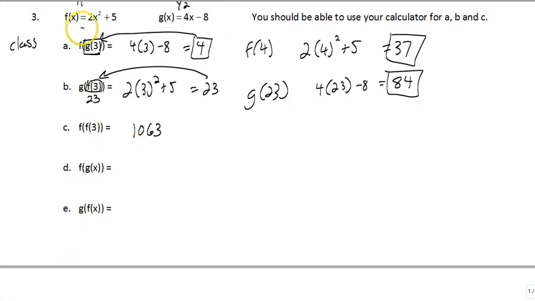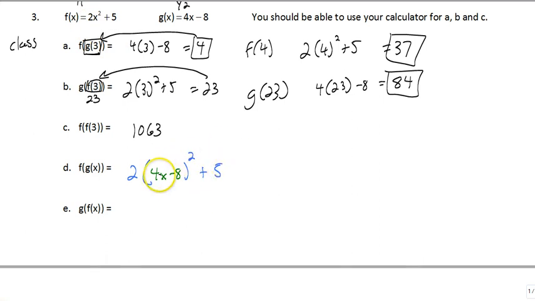F of g of x. Again, that means I'm putting g of x into f of x. So my f of x is the outside one. So I have 2, and instead of x, I'm now putting in the g of x. G of x is 4x minus 8, quantity squared, because that's what it is, plus 5.